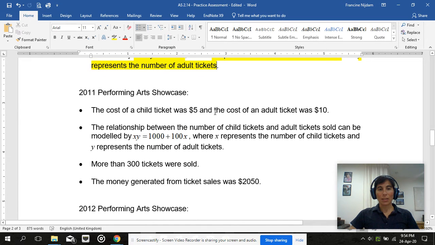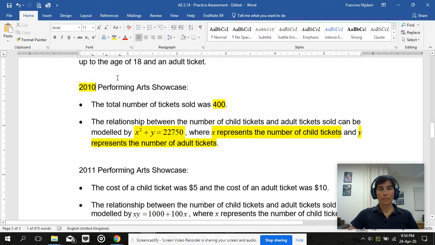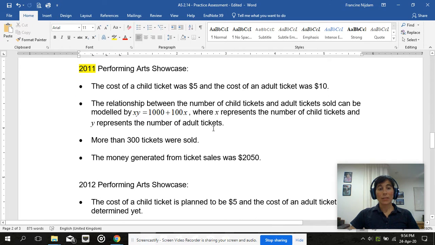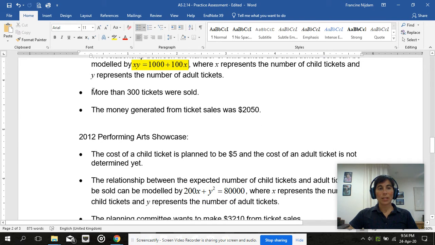2011 Performing Arts Showcase. So I might just actually highlight this is 2010. So 2011, the cost of a child ticket was $5 and the cost of an adult ticket was $10. The relationship between the number of child tickets and adult tickets sold can be modelled by this equation here: xy equals 1000 plus 100x, where x represents the number of child tickets and y represents the number of adult tickets. More than 300 tickets were sold.